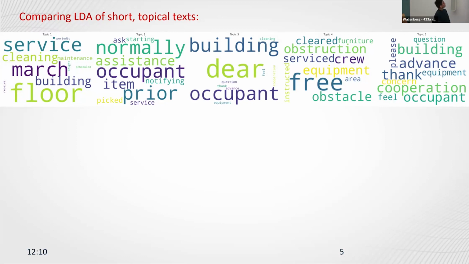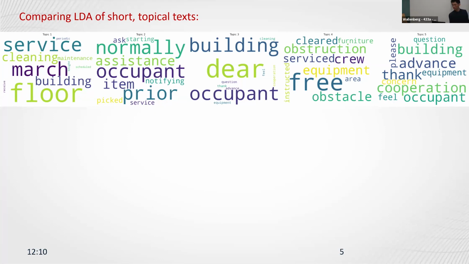So this is the word cloud of LDA analysis of not a novel. It's not a literary text, but rather an email that I just grabbed from my email box. Just from the word cloud, can you make up a story or the message, what it is about? We have 5 topics here. Topic 1: service, cleaning, march, building, floor. Topic 2: ask, assistants, occupants, and this is notifying. Topic 3: dear occupant, building. Topic 4: cleared, furniture, abstraction, service, crew, equipment, free, obstacle.